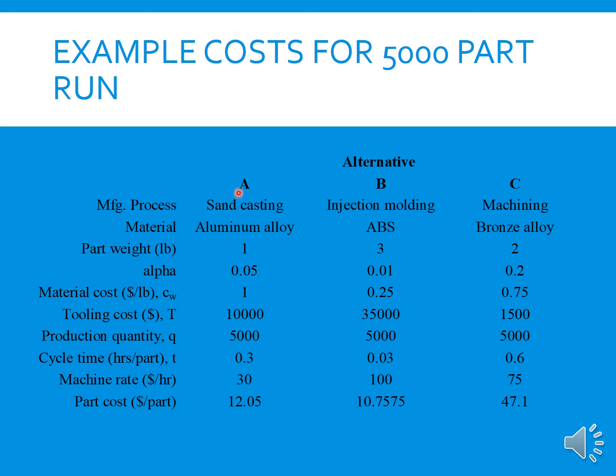Okay, example A, B, C. We have A using sand casting aluminum alloy, and this part is 1 pound. Alpha 0.05. Material cost $1, tooling cost 10,000, quantity 5,000, cycle time 0.3, machine rate $50, and total part cost is 12.05. When you use alternative B, injection molding ABS, this cost is $10.7575. And alternative C, machining for bronze alloy, the total cost is 47.1.